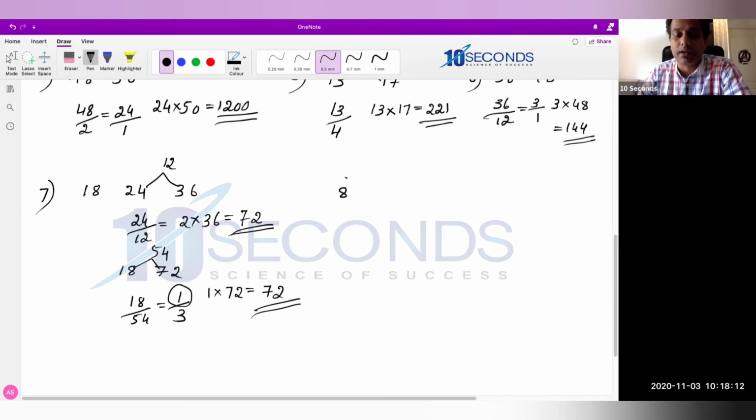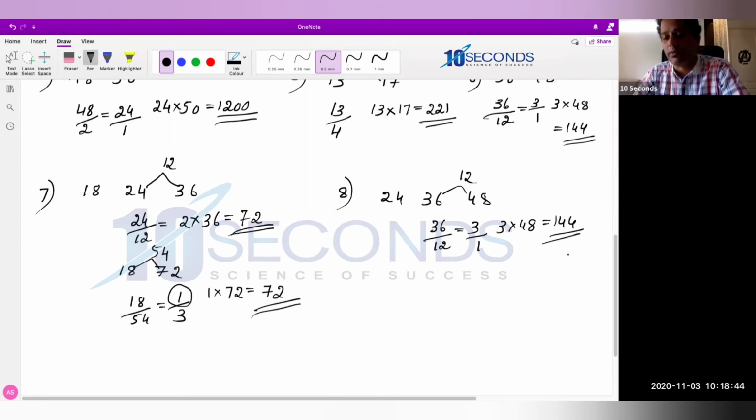So if I take the eighth one, say, for a change, 24, 36, and 48. Here, you need to take the difference between the two bigger numbers. In this case, 36 and 48. The difference is 12. 36 divided by 12 equals what? 3, or you can write 3 divided by 1. So the answer is what? 3 into 48, 144.